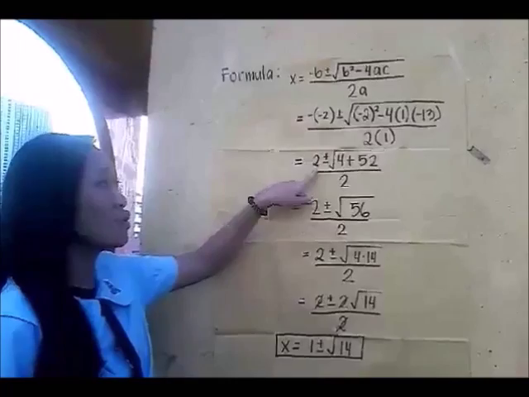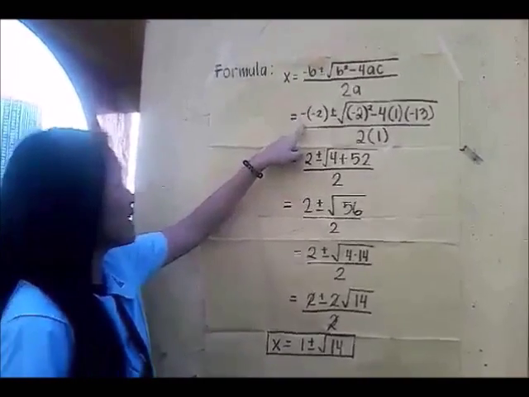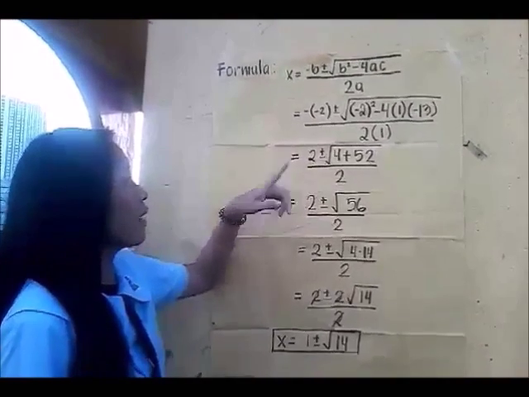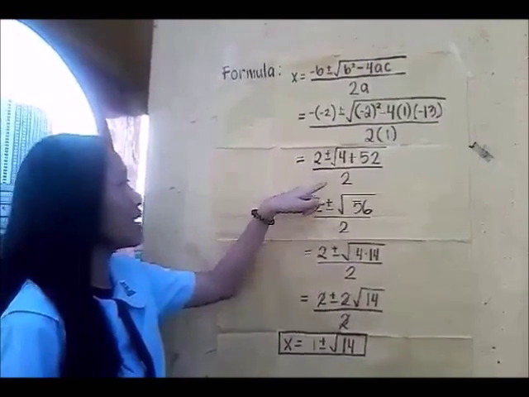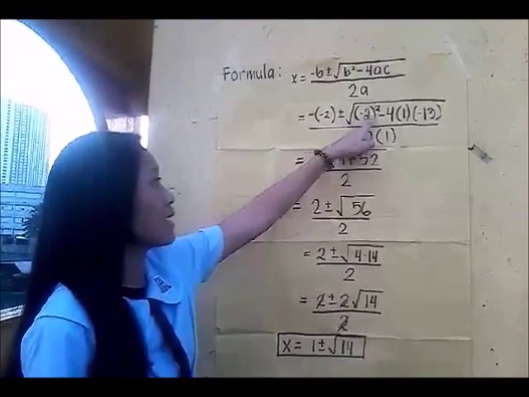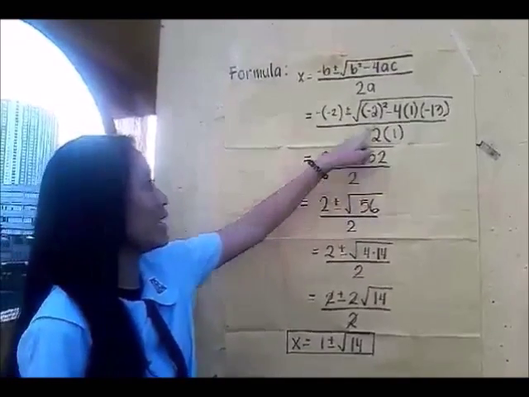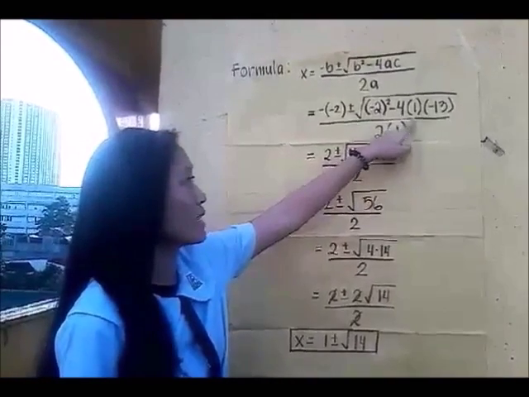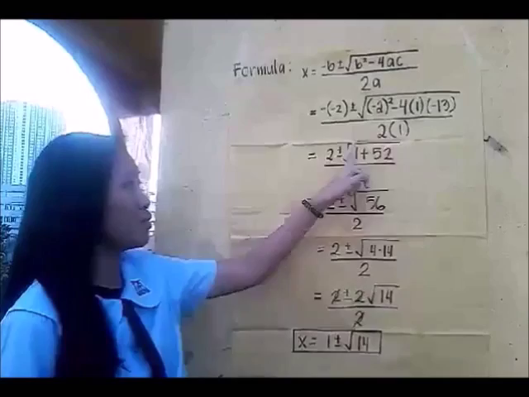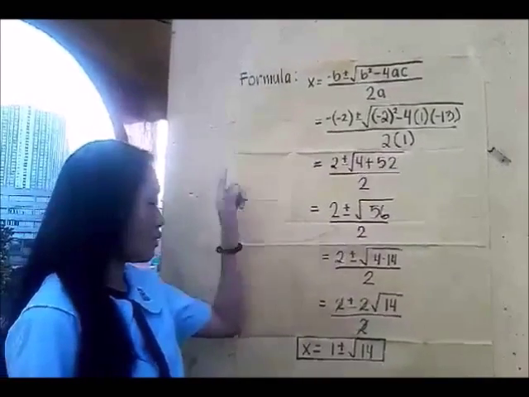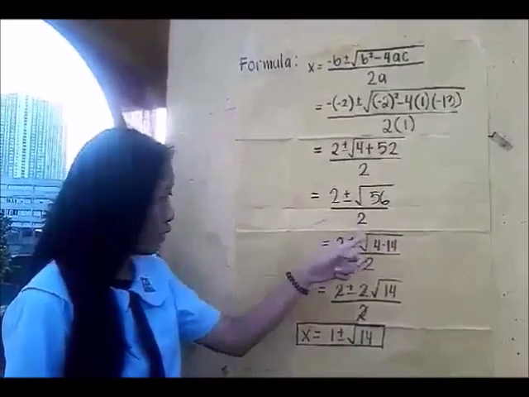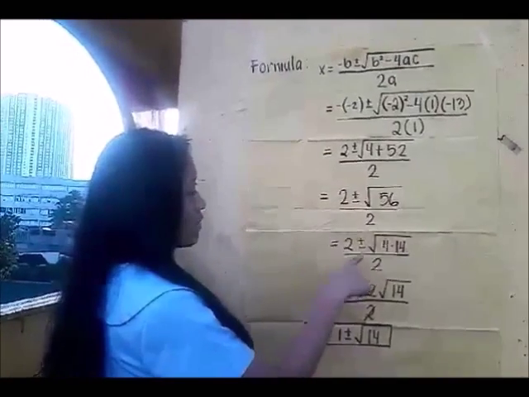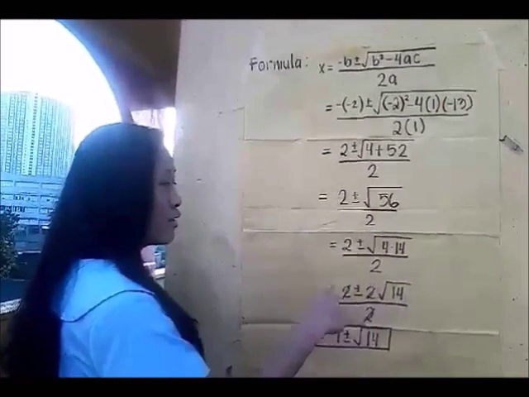Naging positive yung 2 kasi yung negative times ng negative 2. Kaya naging equals positive 2 plus or minus square root of negative 2 times negative 2, positive 4, plus negative 4 times 1 times negative 13, positive 52, over 2. 2 plus or minus square root of 56 over 2. 2 plus or minus square root of 4 times 14 over 2.